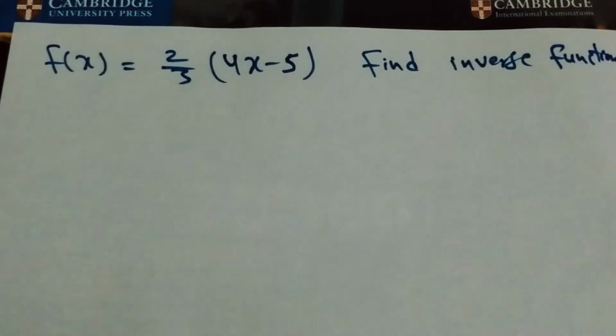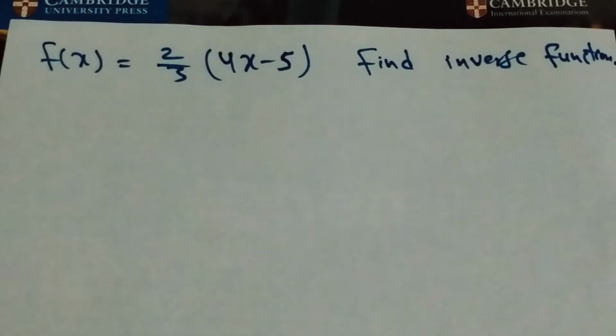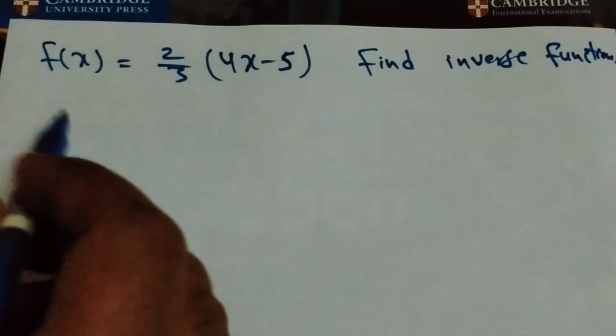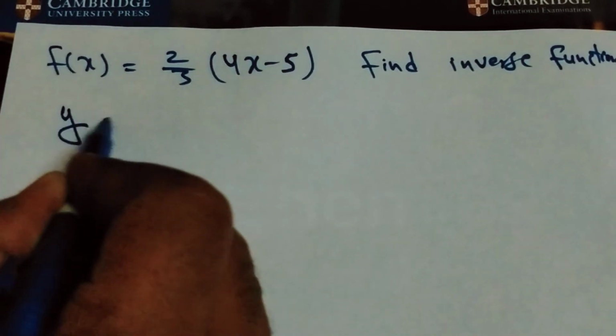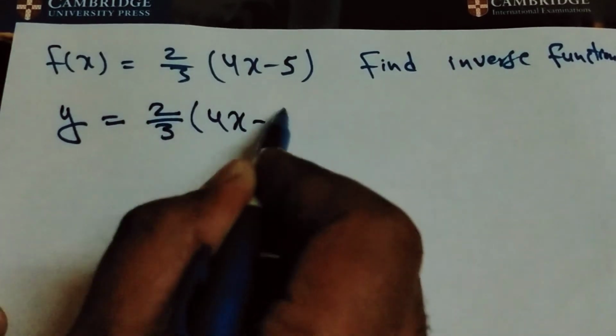My dear, let's see this example. Another question. Function is given: f of x equals 2 over 3 into (4x minus 5). We will find the inverse function. So for finding the inverse, as I told you, there are some steps. The first step is we will replace f of x with y. So y equals 2 over 3 into (4x minus 5).